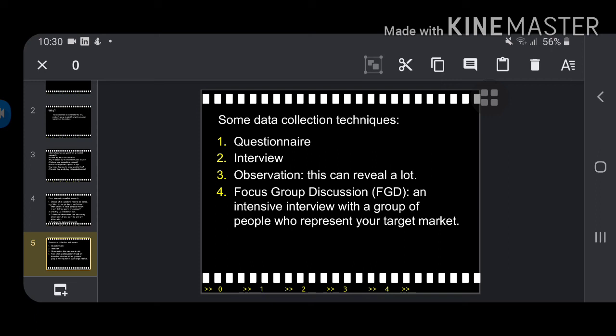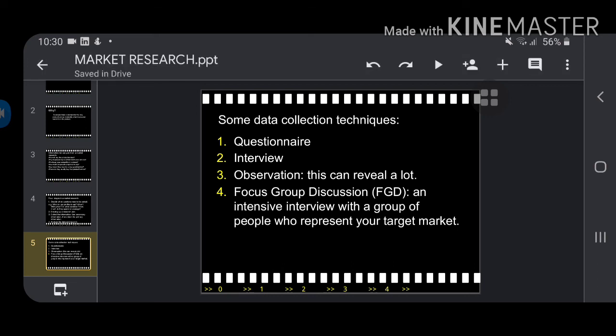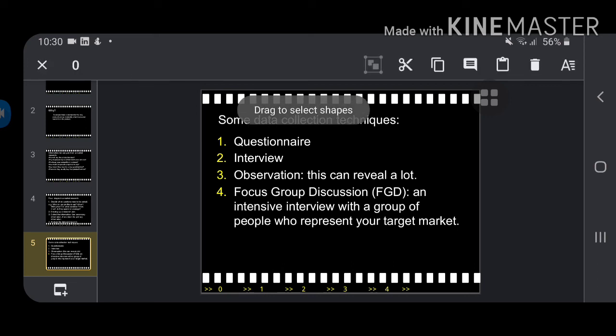The fourth one is a focus group discussion. This is a bit more complex, a bit more time demanding, and you have to spend a few hours, 3 to 4 hours, and then you have to code the result. But this will also tell you a lot about your target market's expectation concerning your products.